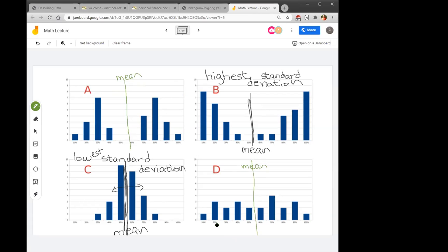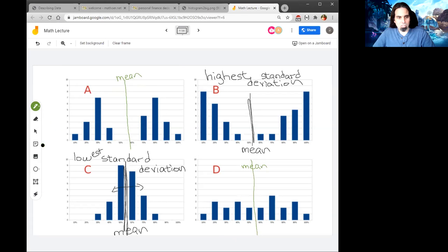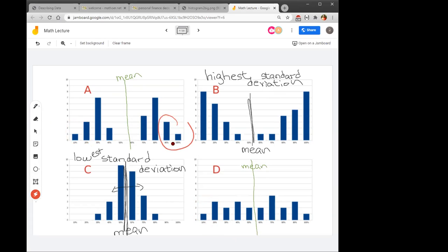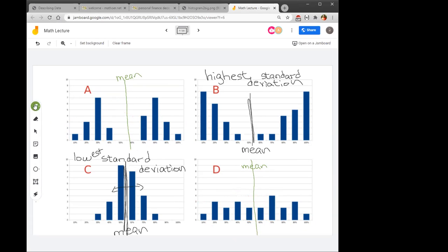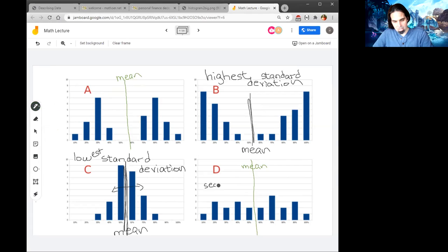It looks like D has a closer mean than B. If you look at the extremes, there's 4 of them that are way too low in both. There's 4 of them that are way high in both. And as far as what's going on in the center, D has more stuff close to the center. So this would be the second lowest of the standard deviations.